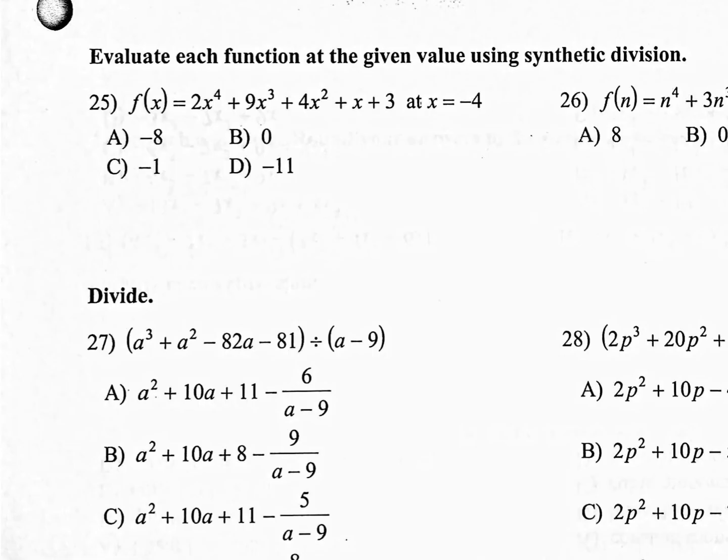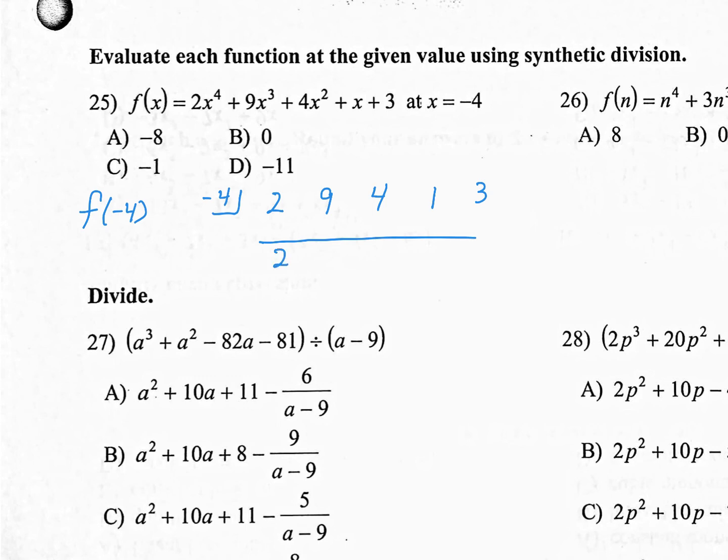25, evaluate each function at the given value using synthetic division. So we want to figure out f of negative 4. Remember, we're going to write negative 4. And then we start listing the coefficients. So you have 2, 9, 4, 1, 3. So 2, you bring it down.